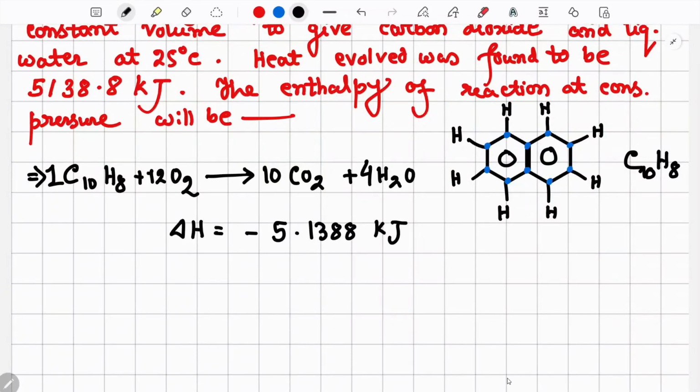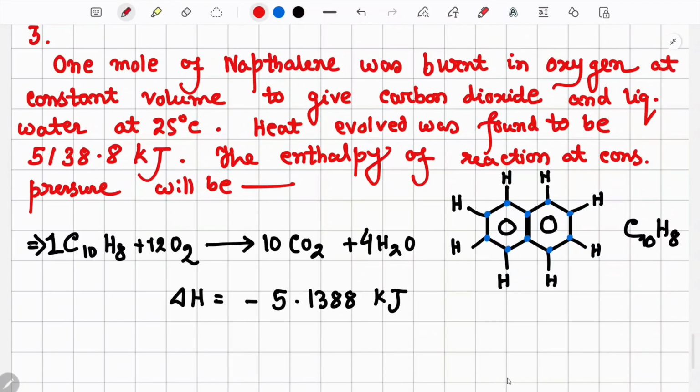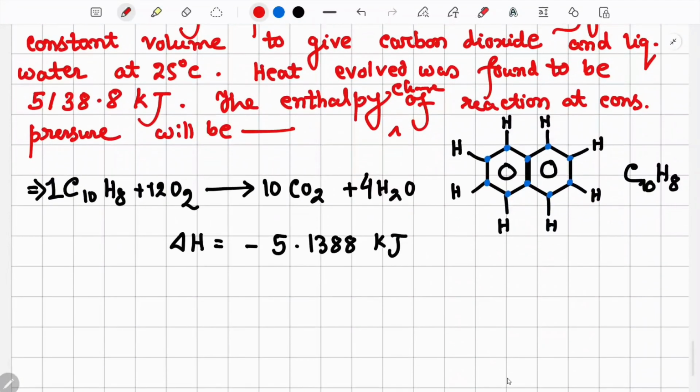Now you have to calculate the enthalpy of reaction at constant pressure. This you have to calculate. It means enthalpy change, obviously, not enthalpy. This enthalpy change. So this reaction was performed at constant volume.